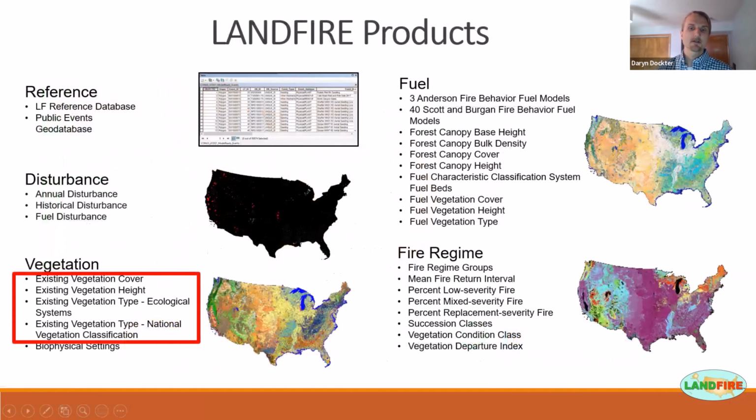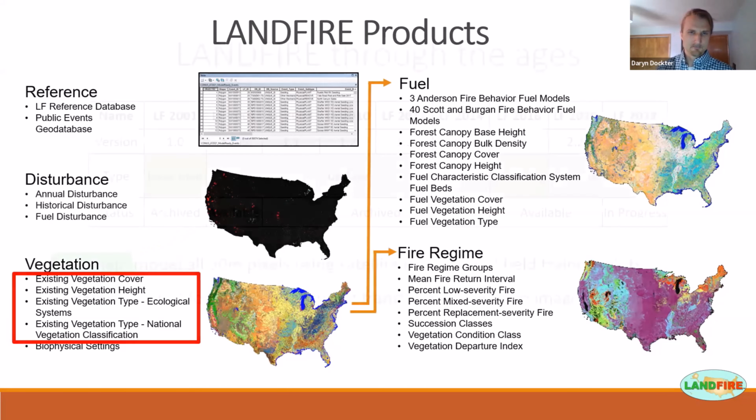This slide shows all the various products that we provide. So nearly 30 products in the realm of reference, disturbance, vegetation, fuel, and fire regime. There's some arrows here. So today we're going to be looking at our existing vegetation products. We also have biophysical settings, which is pre-European conditions under vegetation. And all these are interconnected.